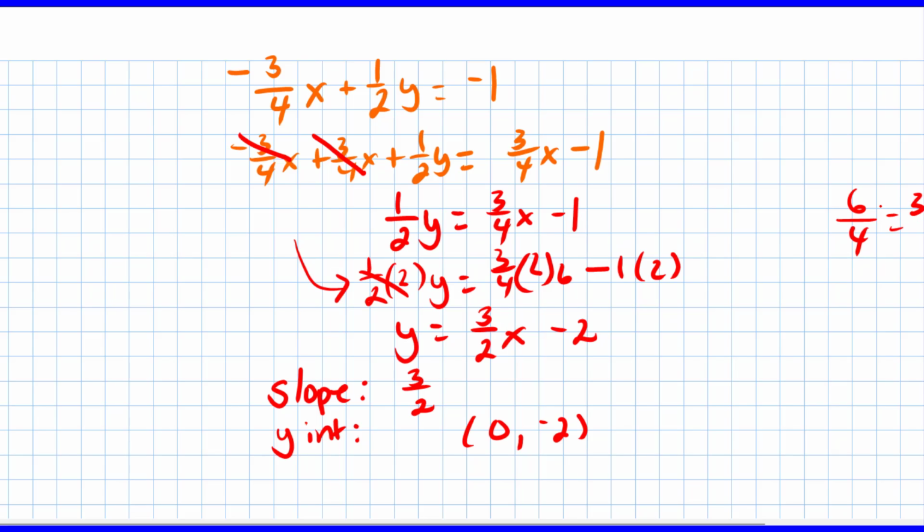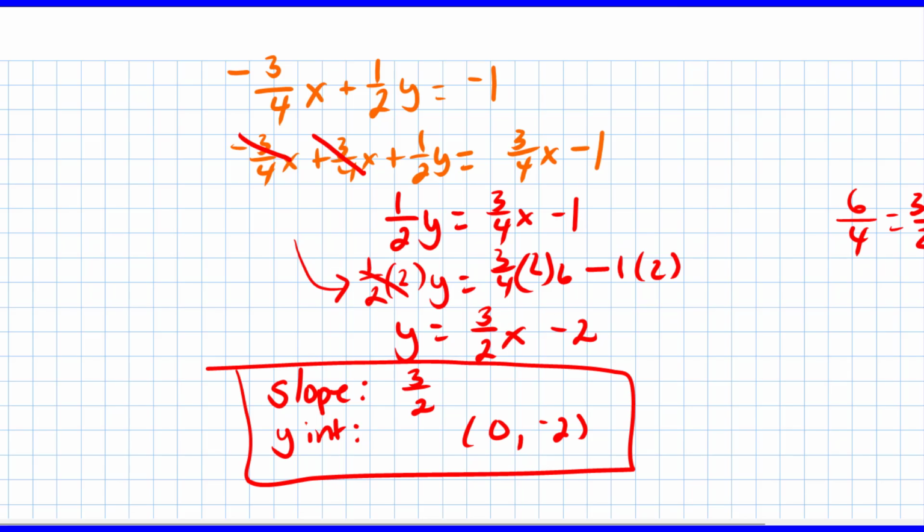So 6 divided by 2 is 3. 4 divided by 2 is 2. That's how I got that. And then I simply multiplied -1 times 2. So work with fractions. They're really easy to work with. And then once you can get it here, it's going to be really easy to graph it.